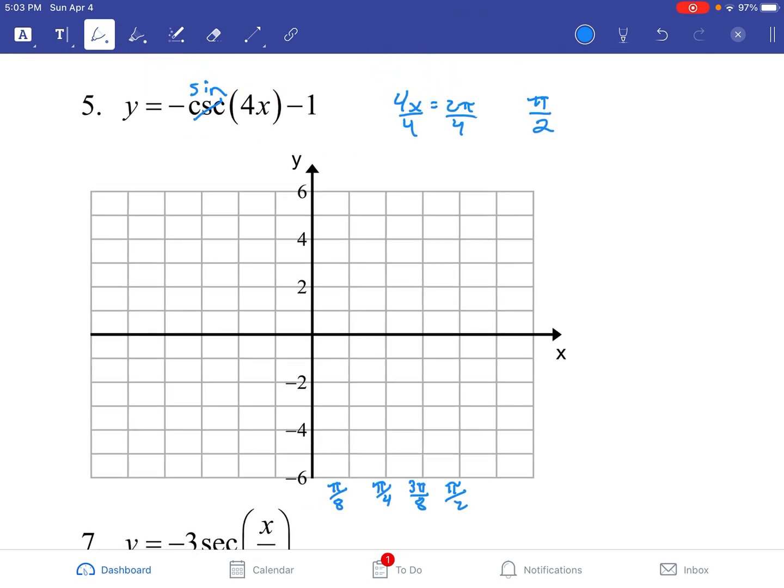Next, horizontal shift. There is no horizontal shift because nothing is being added or subtracted on the inside of the parentheses, which brings me to the first point. I have negative times sine, which starts at 0, minus 1. Well, negative times 0 is 0, minus 1 is equal to -1. So this graph will start at -1. Now, a sine function usually goes up first, but this has a negative sign in front of it, so that means it's going to go down first with the amplitude of 1, then up, then down. I'm going to draw my sine function as a dotted line and draw the asymptotes through the median pieces, or the median points.